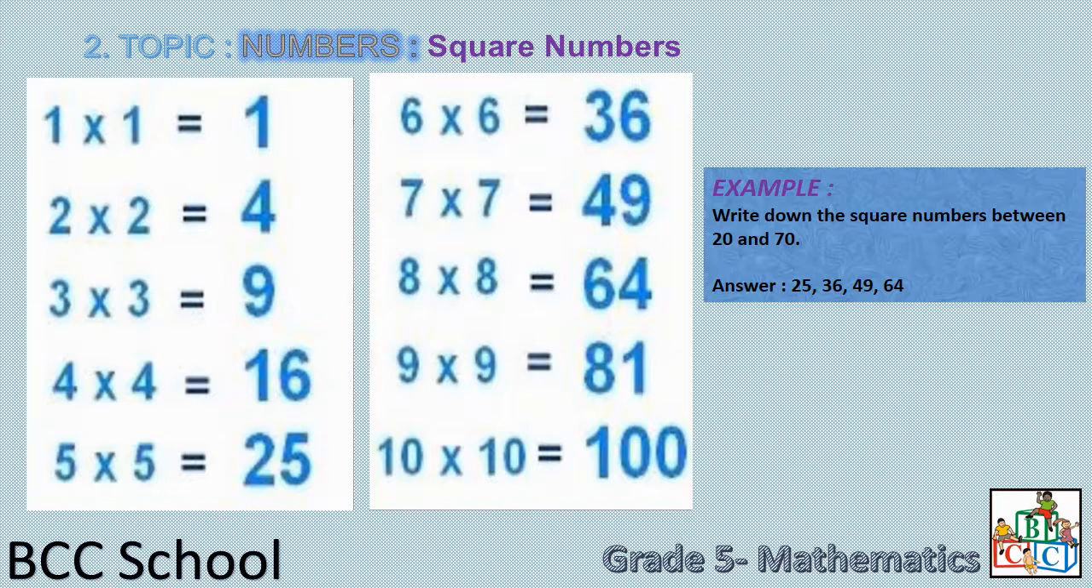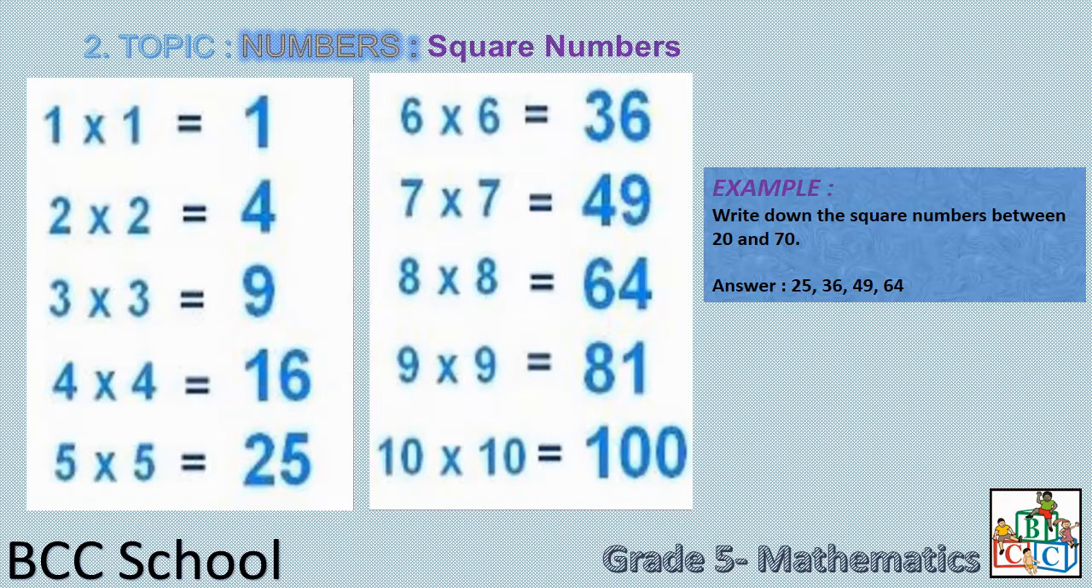1 times 1, 1. 2 times 2, 4. 3 times 3, 9. 4 times 4, 16. 5 times 5, 25. Let us read the second box. 6 times 6, 36. 7 times 7, 49. 8 times 8, 64. 9 times 9, 81. 10 times 10, 100.